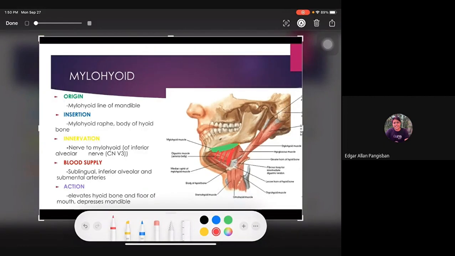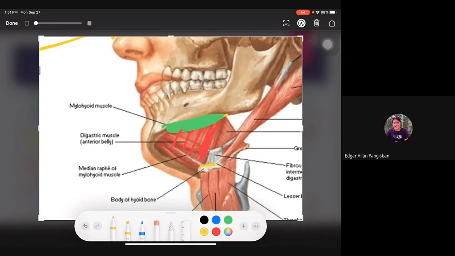Okay, and it is inserted in the mylohyoid raphe. If you look at the mylohyoid muscle, they always come in pairs. We have a left and a right. For example, we have a left mylohyoid muscle, and we also have a right mylohyoid muscle. When they meet in the middle, they are attached together. That is your mylohyoid raphe. The mylohyoid raphe is the meeting or the junction of your two mylohyoid muscles. And this mylohyoid raphe is also inserted in our hyoid bone. This is your hyoid bone, which also serves as the attachment of your mylohyoid muscle. Our mylohyoid muscle is inserted there.